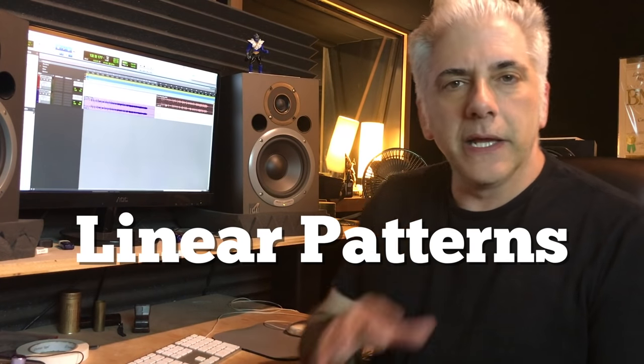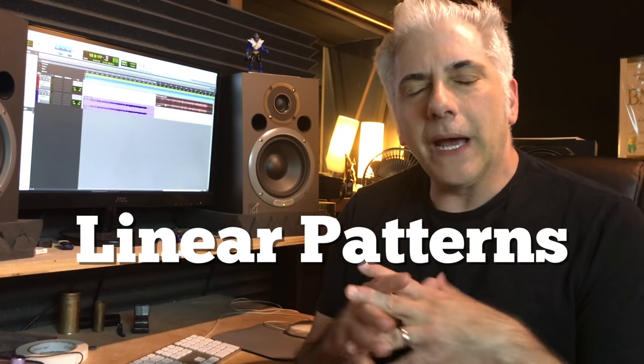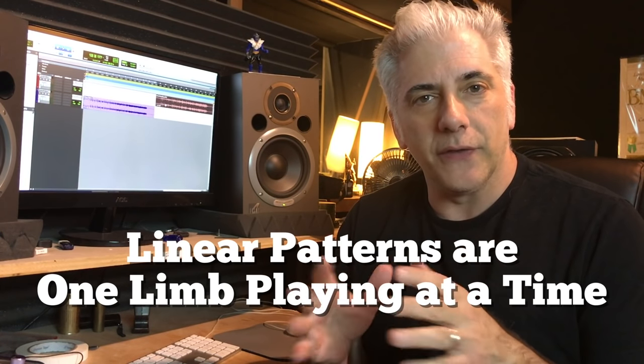Okay, next I'd like to play you what is called a linear drum pattern. Linear patterns are drum patterns that only have one note playing at once. So only one limb is playing a drum at once. There's no doubles up until the last. I have a crash and kick at the end.